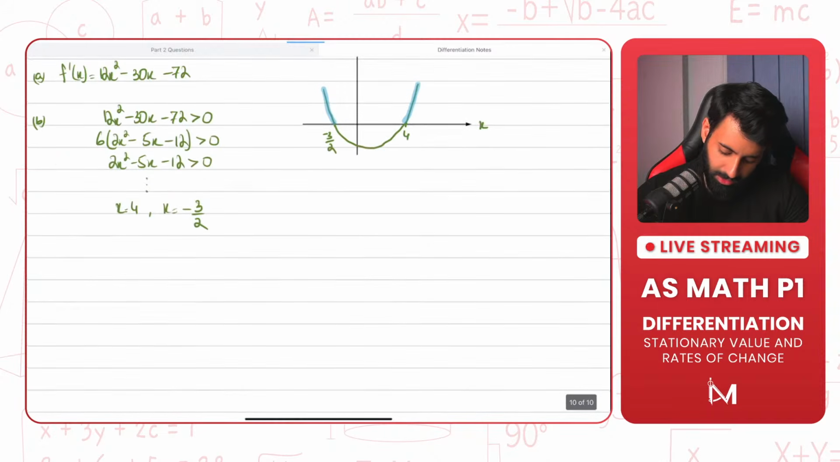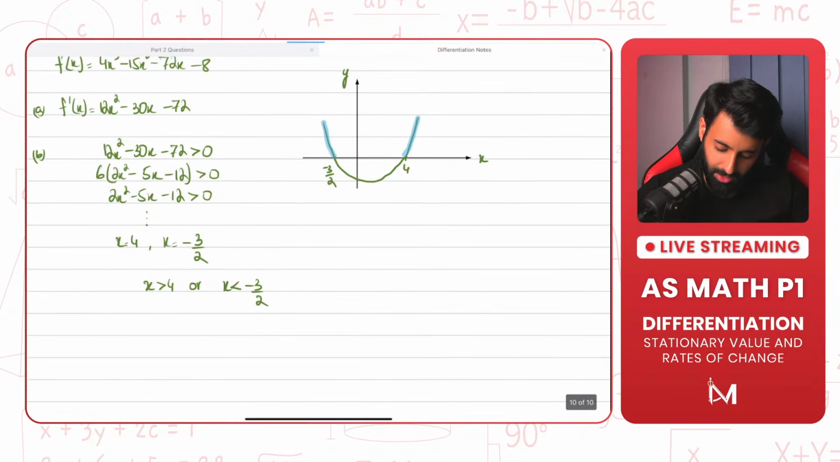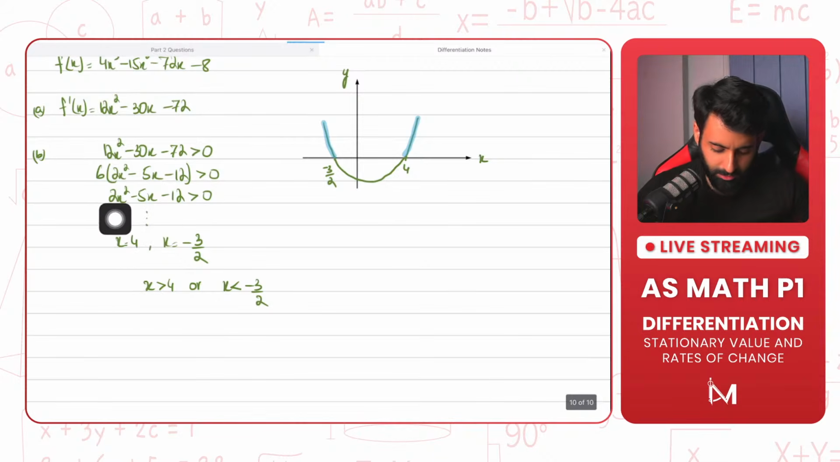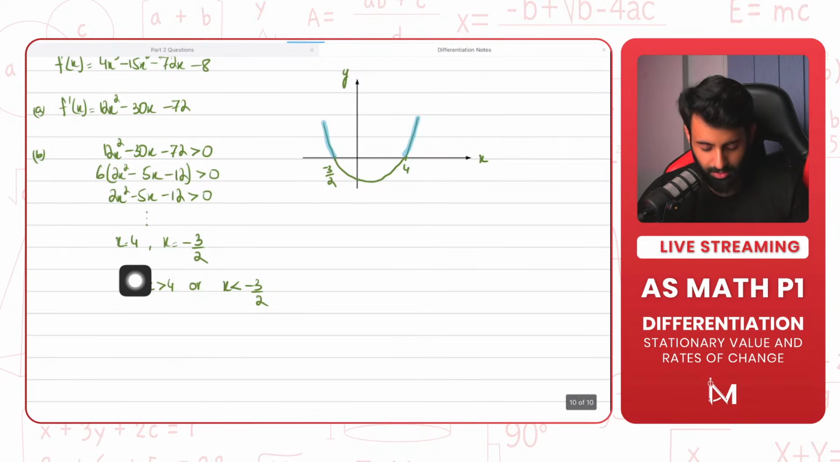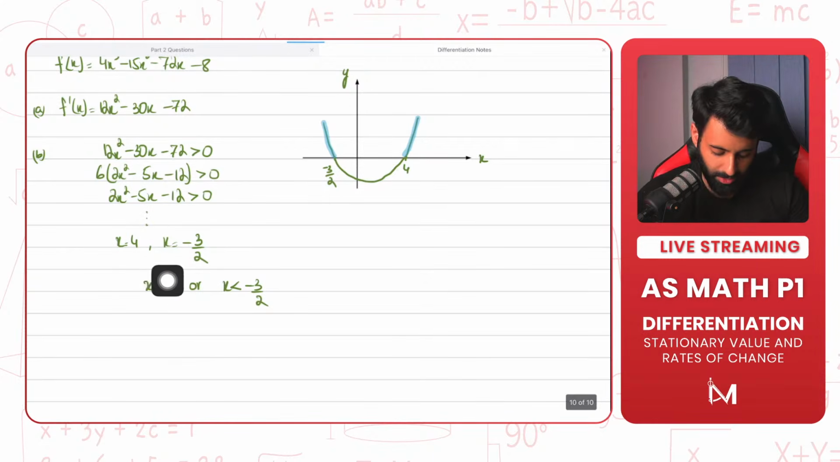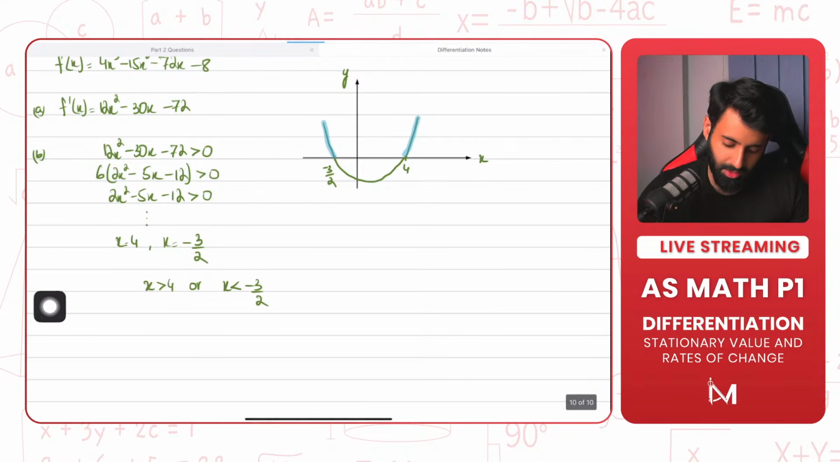Okay, so for part 2, this by the way was part 2 or part B? Yeah, part B. So for part B, the answer is going to be x is greater than 4, or rather, x is less than minus 3 upon 2. Okay, so that's the answer to part B. Why? Because we wanted the part of the curve for which dy by dx is greater than 0, which basically means part of the curve where it's above the x-axis, so x is greater than 4 or x is less than minus 3 upon 2.